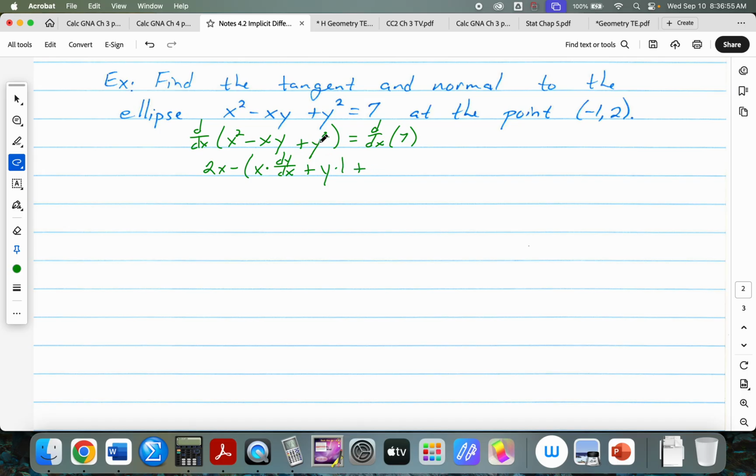Plus the derivative of y squared with respect to x. The variables don't match, so I'm going to use the chain rule. I'll have 2y times the derivative of the inside part, which was y, that's dy dx, is equal to 0. And I need to close my parentheses here.